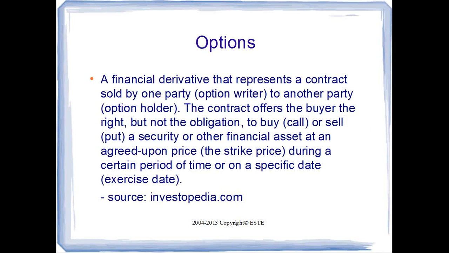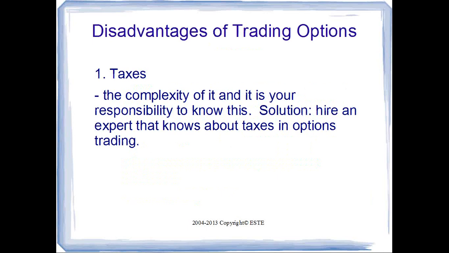Second, options. According to Investopedia, the definition of an option is a financial derivative that represents a contract sold by one party, the option writer, to another party called the option holder. The contract offers the buyer the right but not the obligation to buy, a call option, or sell, a put option, a security or another financial asset at an agreed upon price, the strike price, during a certain period of time or on a specific date, the exercise date.